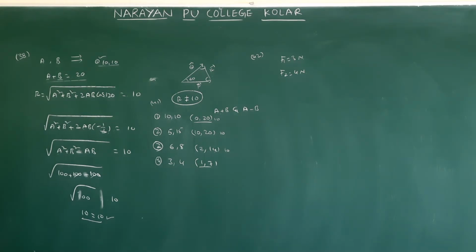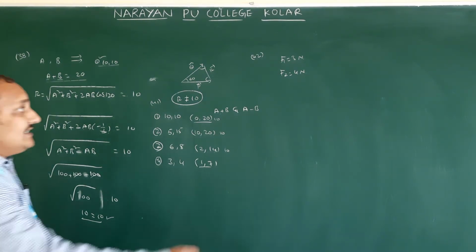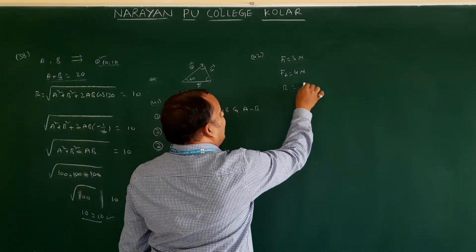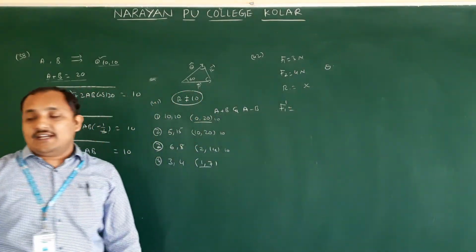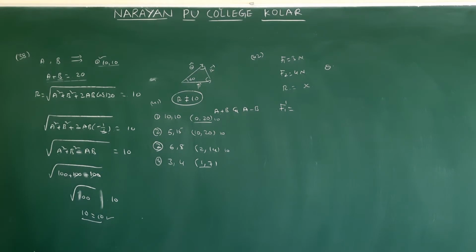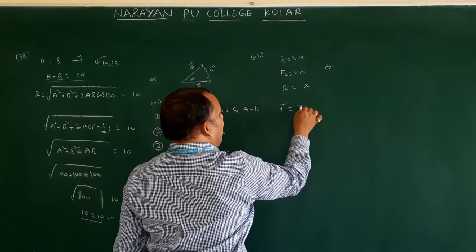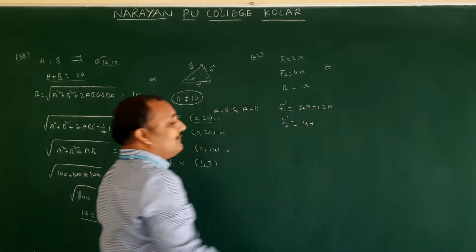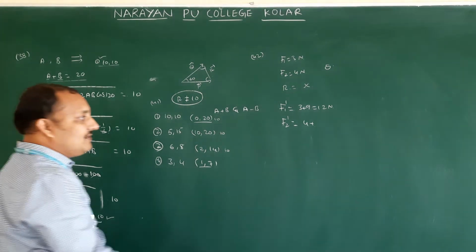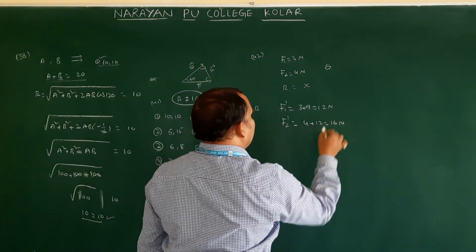Next, the first force is increased by 9 and the second force by 12. The new resultant is 4x, such that the original resultant is x. Whenever we are using 3 and 4, the resultant value they gave is x. Angle is theta. Now F1 increased, we are saying it as F1 dash. F1 increased by 9 means 3 plus 9, which is 12. F2 dash: F2 is increased by 12, so 12 plus 4, 16. 16 newtons.